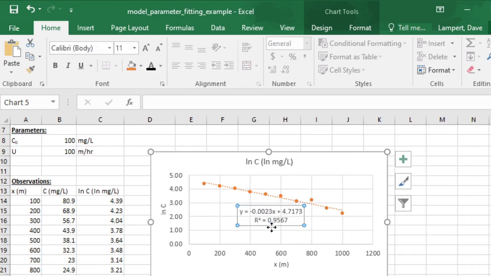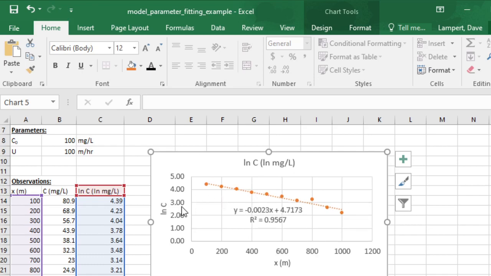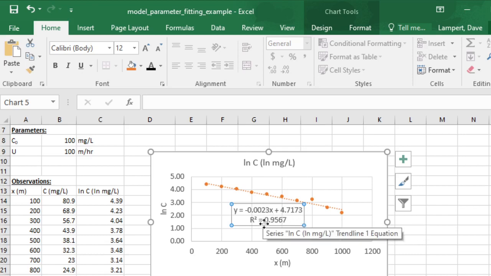Let me make this font a little bigger. There we go. You can see here that the slope is negative 0.023, the y-intercept is 4.717, and the r squared is 0.95. The r squared is really a way of representing how well a model fits a data set. The definition of r squared is the explained variability divided by the total amount of variability.